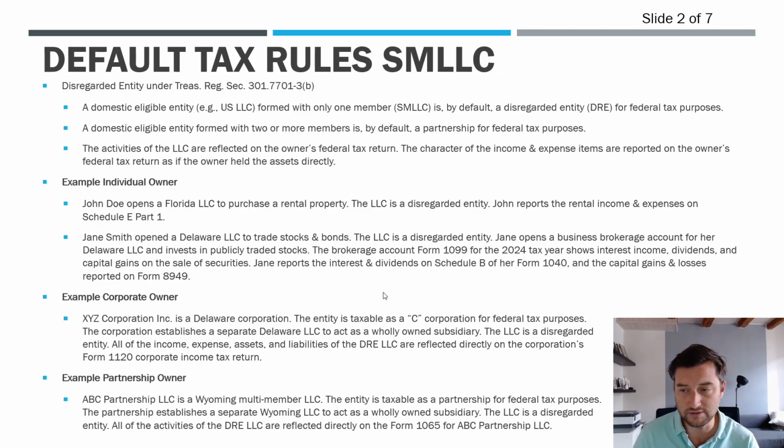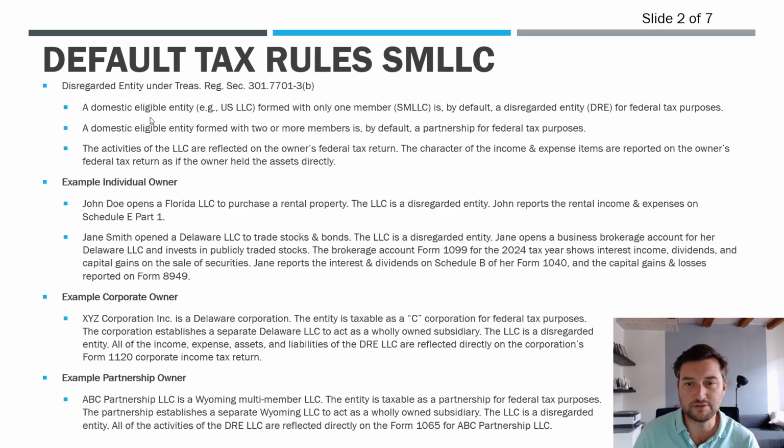Okay, so if we start with the default rules. When you have a single-member LLC, so that's an LLC with one owner, it is referred to as a disregarded entity for federal tax purposes. A disregarded entity effectively means that the entity itself isn't really regarded or treated as a separate entity for tax purposes. All the activity flows through to the owner's income tax return.